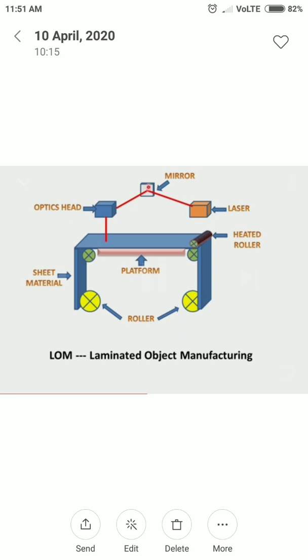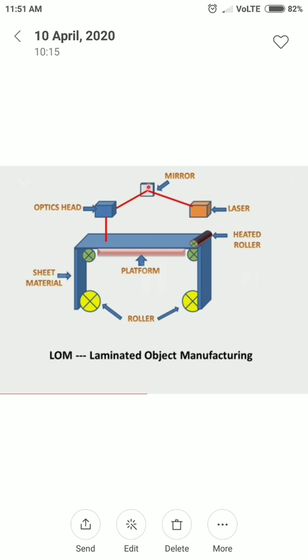In the exam, they may ask you to explain laminated object manufacturing with its working. If they ask, whether it is internal or external, you have to draw this diagram, whatever you can see in the image. All the components will be present in this diagram. Now I would like to explain the working principle, how it is actually going to cut.